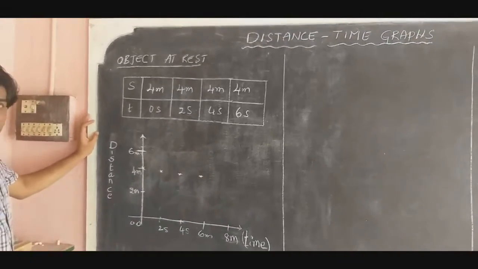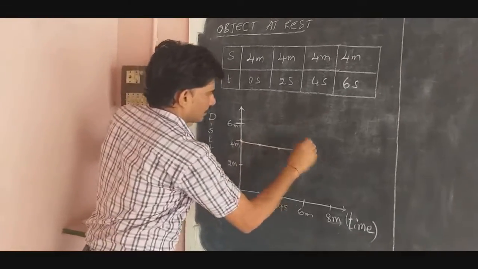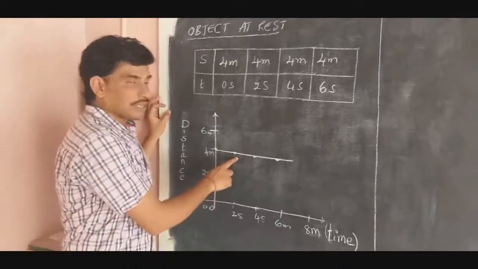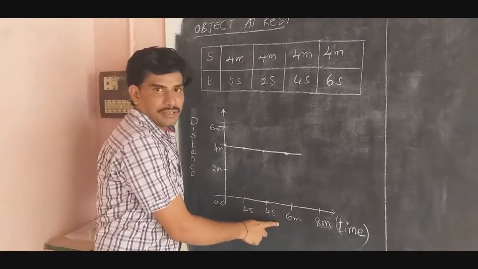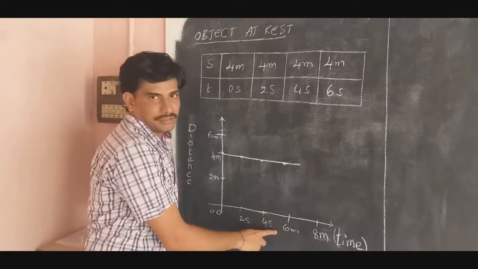So if you join these points, what type of graph did you get here? Yes, it's a straight line, and parallel to the time axis. It's a straight line parallel to the x-axis.